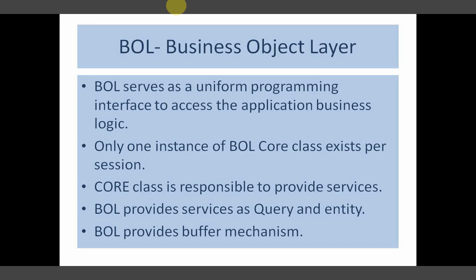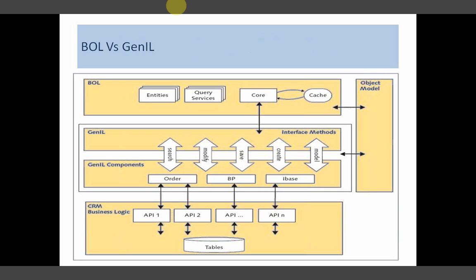So as of now, you can just have a brief note: there is a BOL layer, which is a uniform layer irrespective of the request. It is irrespective of the request that will be processed, and it provides services like query, entity, and buffer mechanism. Now we will see the underneath layer, like the GENIL layer.